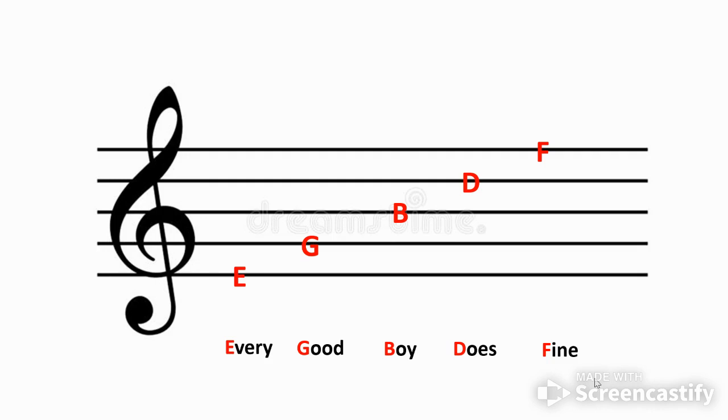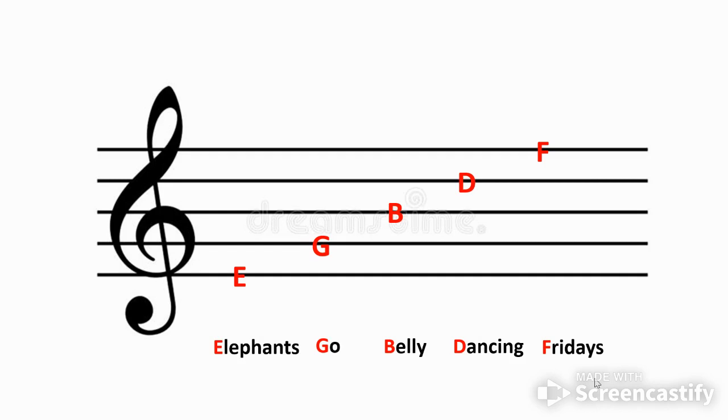But I've been teaching for a very long time, and I have been picking up sentences from other kids throughout the years. They brought me Elephants Go Belly Dancing Fridays, again, EGBDF. Elvis Goes Breakdancing Fridays, again, EGBDF. Elephants Got Big Dirty Feet, again, EGBDF. Enormous Gorillas Bring Deadly Farts, again, EGBDF. I do not care what sentence you use, just so long as you always get EGBDF.